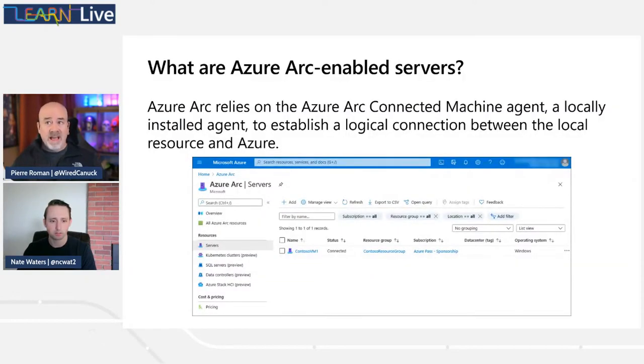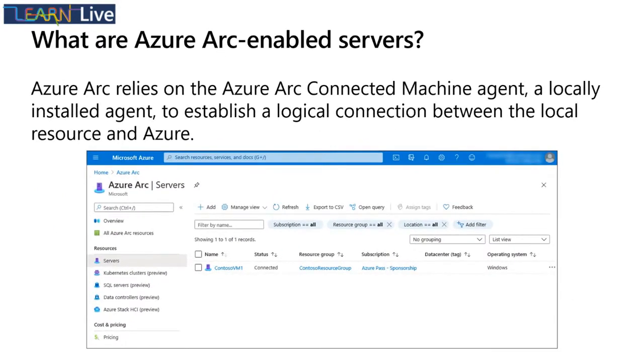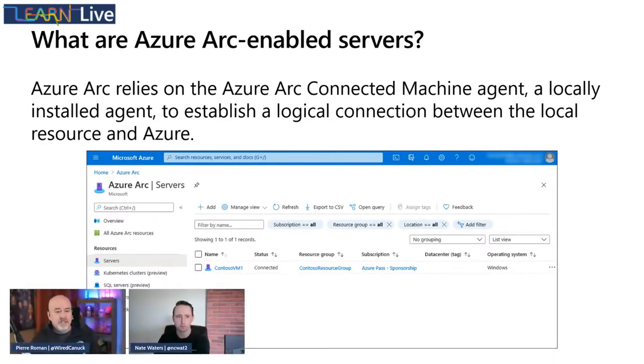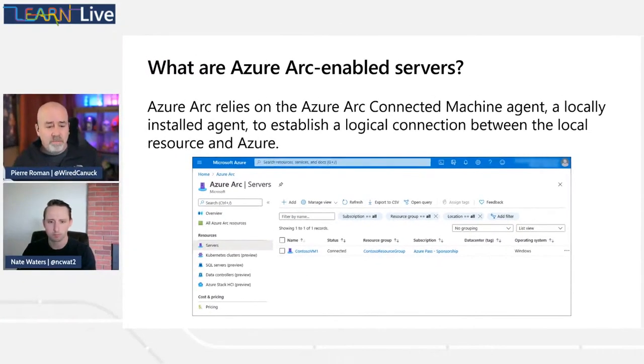Now, if we look at what an Arc-enabled server actually looks like, or what it does, or how it happens, it relies on the Arc connected machine agent. I mentioned that at the beginning. It's almost like the Lord of the Rings, the one agent to rule them all. Once the Azure Arc connected machine agent is installed locally, it establishes that logical connection. It creates a VM ID in Azure, makes the link, and then starts listening to prompts from Azure in order to deploy new services, collect data, or act on a command that you've given through Azure Arc.